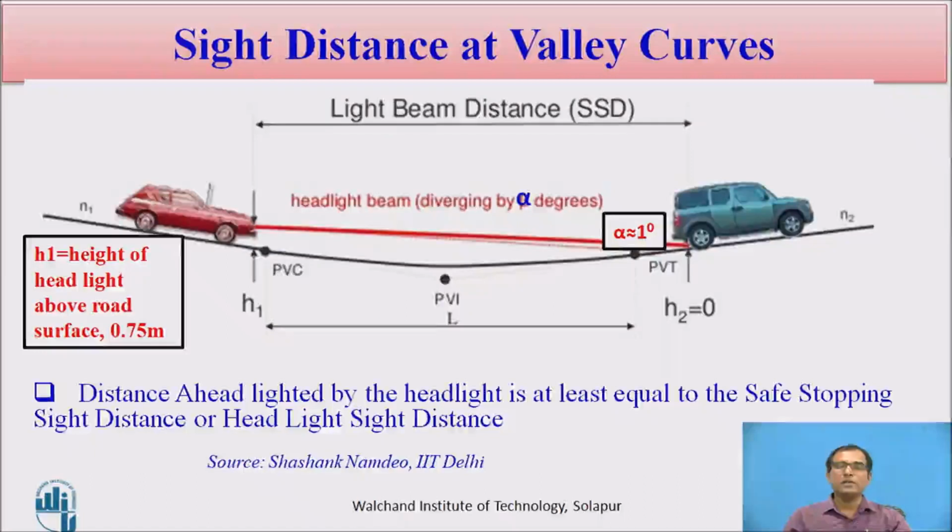Another factor we need to keep in mind is the sight distance criteria. During the day, both vehicles can see each other well in advance, so there is no problem of sight distance or visibility. But during the night, there is a lack of sight distance or visibility. The entire visibility depends upon the headlight of the vehicle and the inclination of that headlight in the upward direction.